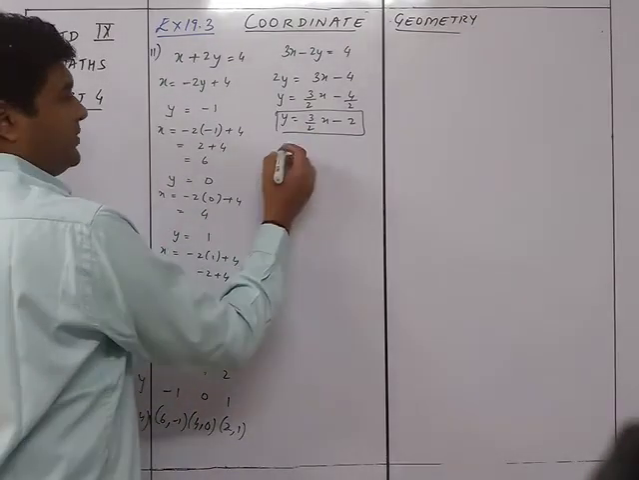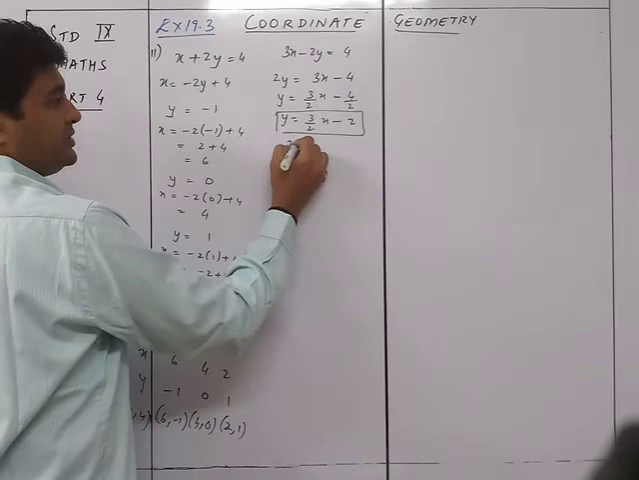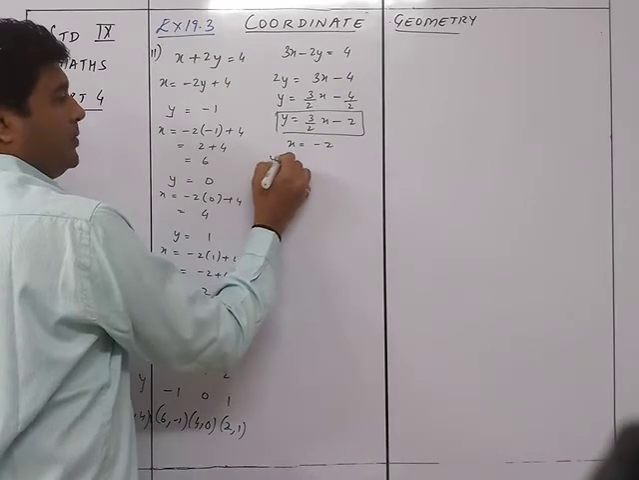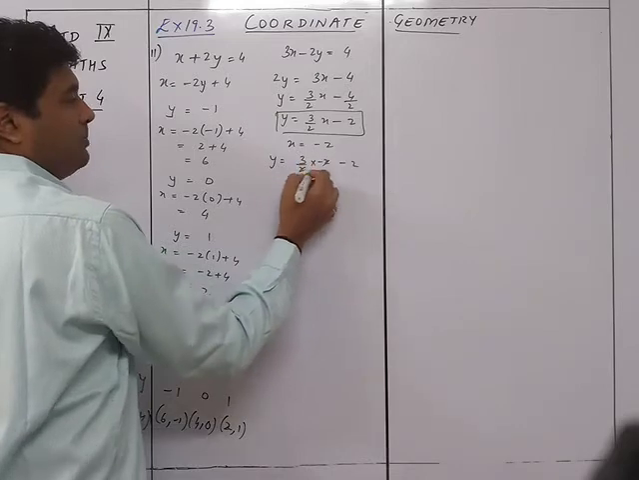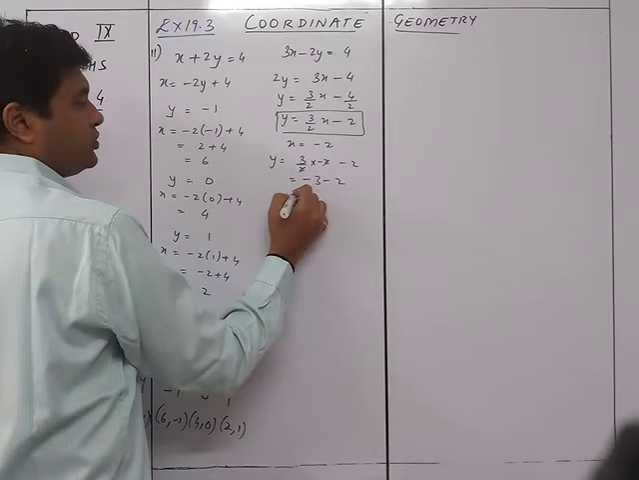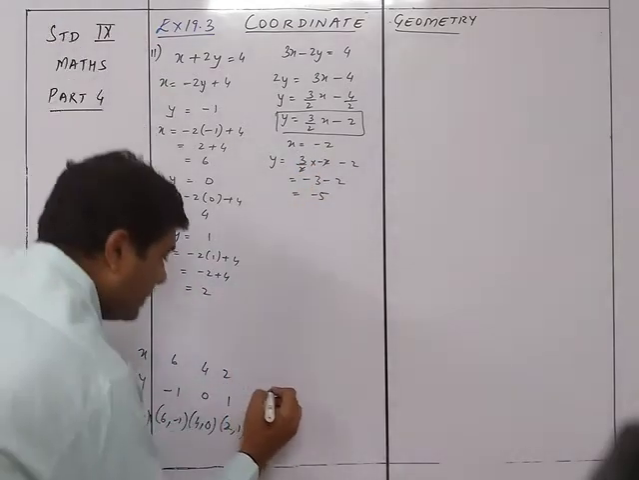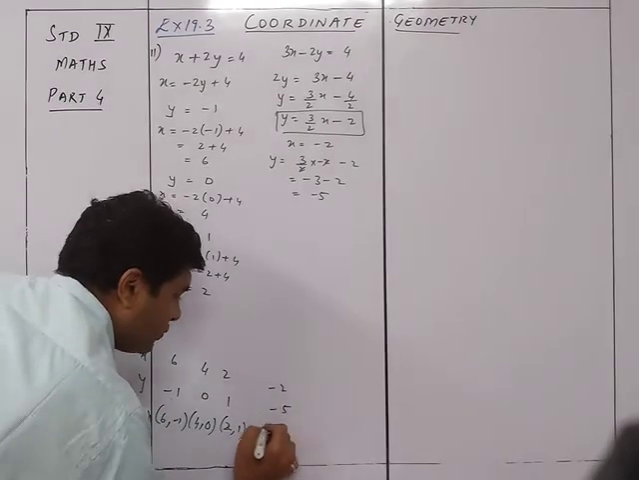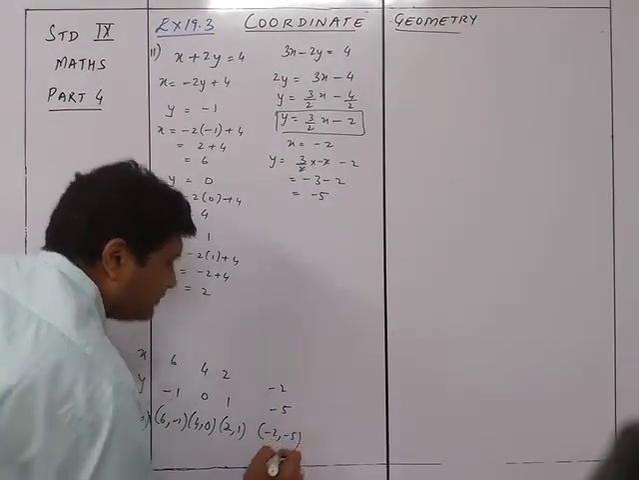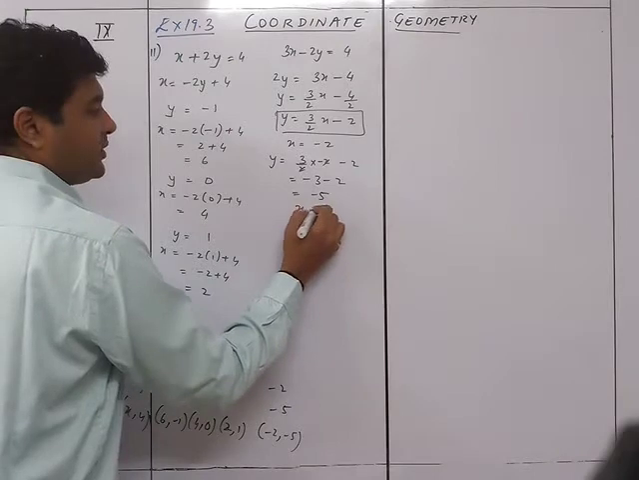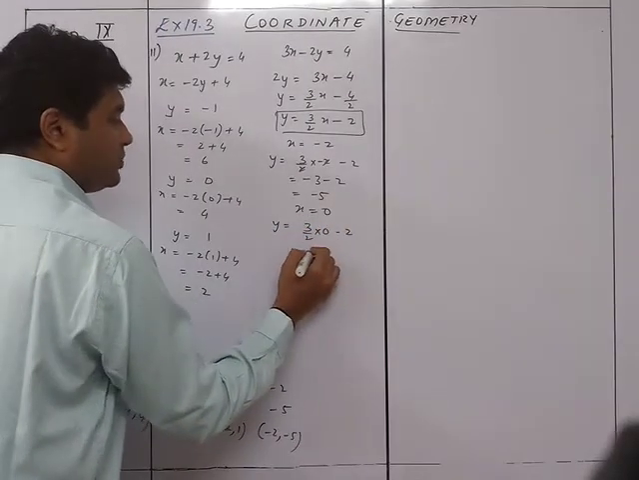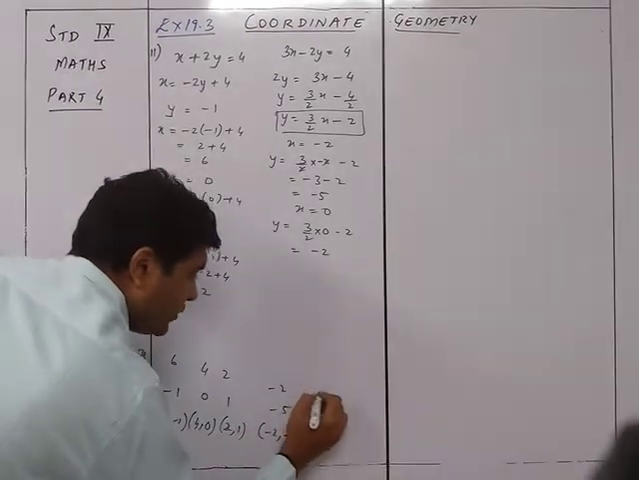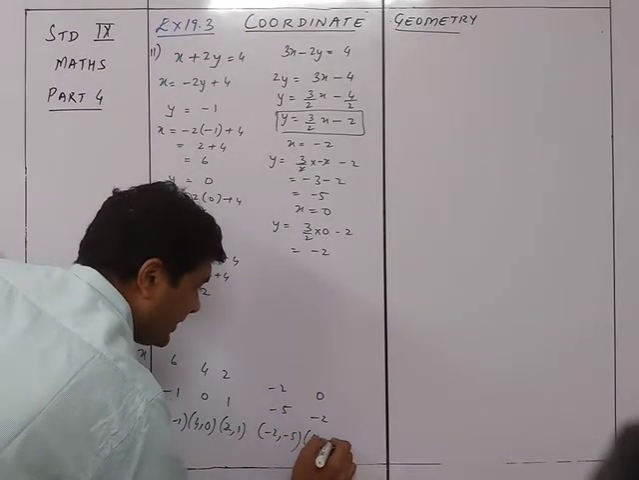Here we'll take the values of x to be minus 2. So y will be equal to 3 upon 2 into minus 2 minus 1. So that will be minus 3 minus 2, which is equal to minus 5. So it is minus 2 comma minus 5. Here x is equal to 0, y is equal to 3 upon 2 into 0 minus 2, which is equal to minus 2. So it is 0 comma minus 2.